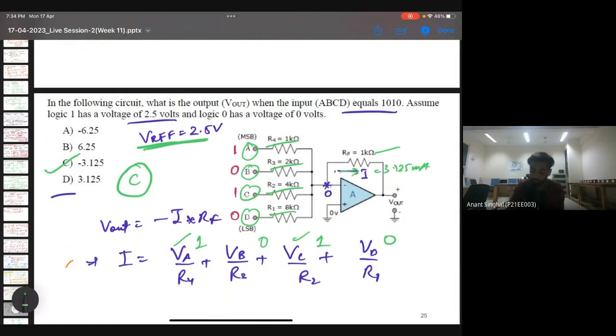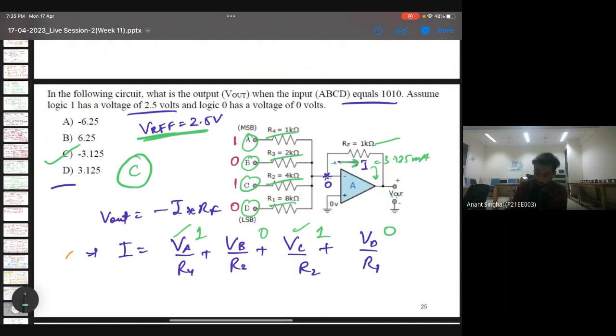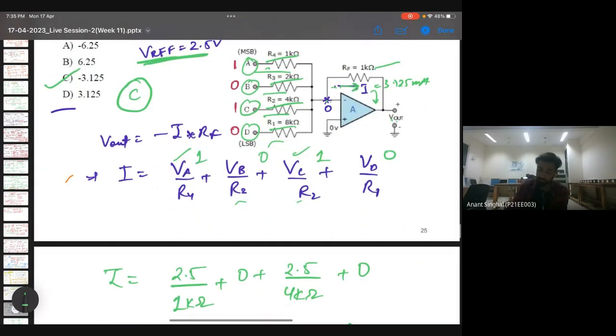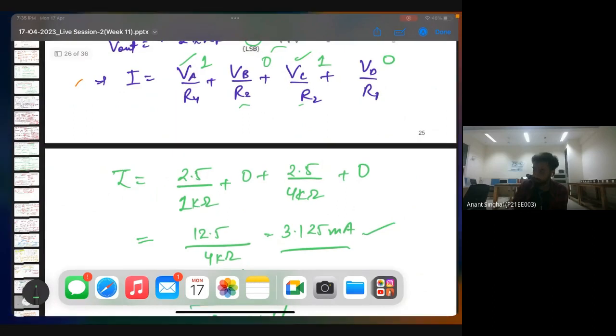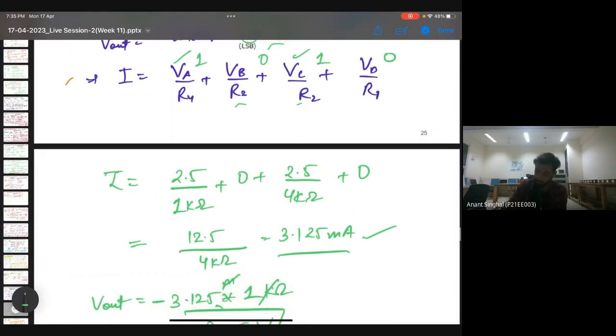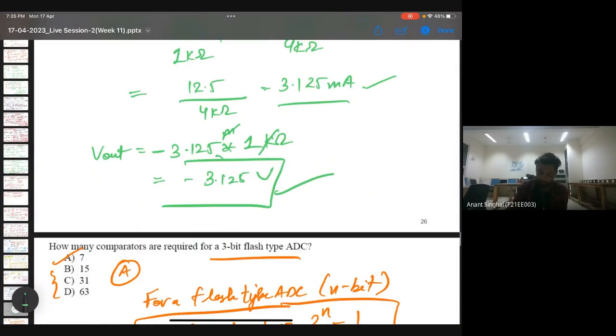So we have applied certain concepts of electrical circuits. V out will be minus I into RF, since the current is going inside, and I will be the sum of all these currents since this is virtually grounded. So the first current will be VA upon R, and similarly all these currents. We have put in the values of the given circuit, and one corresponds to 2.5 volts. So we calculated the corresponding currents multiplied by the corresponding resistance, and we get the final output voltage.